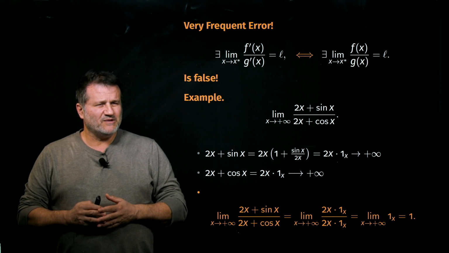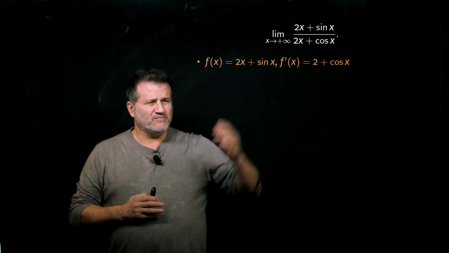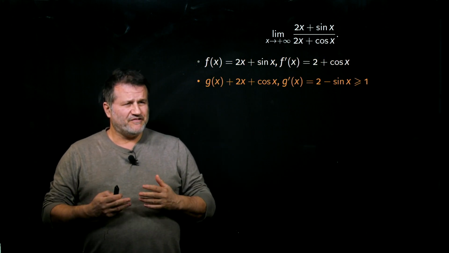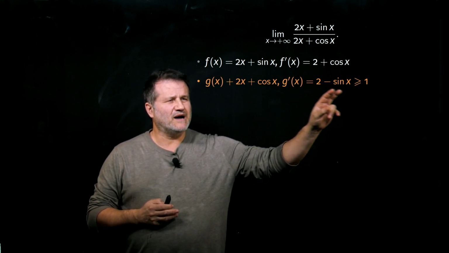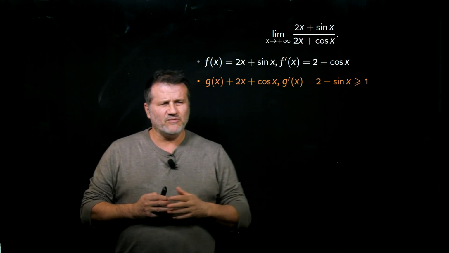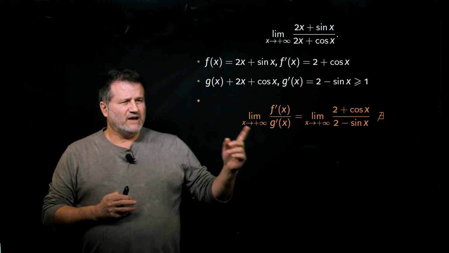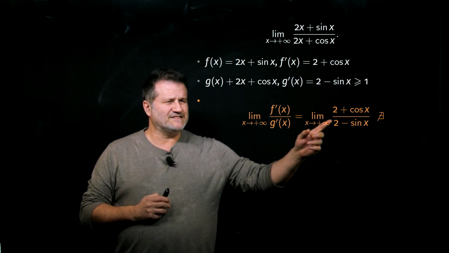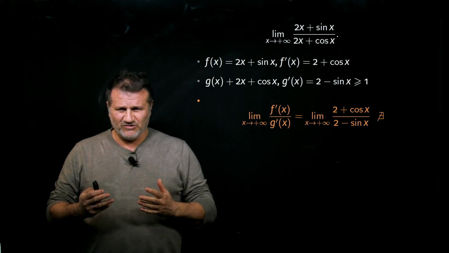But what happens when we try to apply the Hopital rule to this? Both the numerator and denominator go to infinity. They are both differentiable. And the derivative of the denominator is 2 minus sine x, clearly greater than or equal to 1, so never equal to 0. But when we try to compute the limit of the ratio of the derivatives, we get this limit, which does not exist. So what is the conclusion?